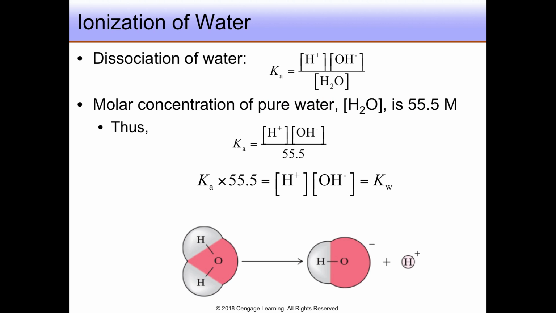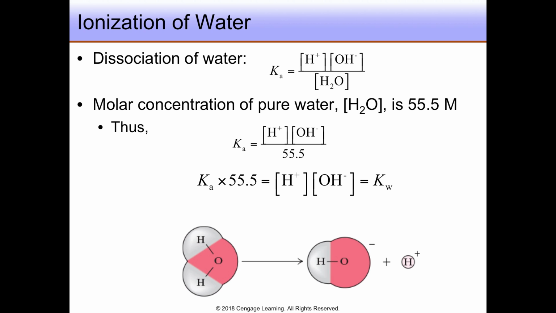Water itself may be considered a weak acid. It can dissociate into a hydrogen ion and a hydroxide ion. Therefore, there is a dissociation constant, or Ka, related to the ionization of water. In fact, water is a very weak acid, so that in pure water the concentration of the unionized form is as high as 55.5 molar.